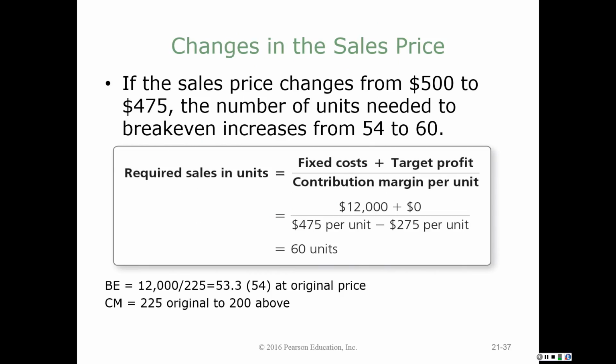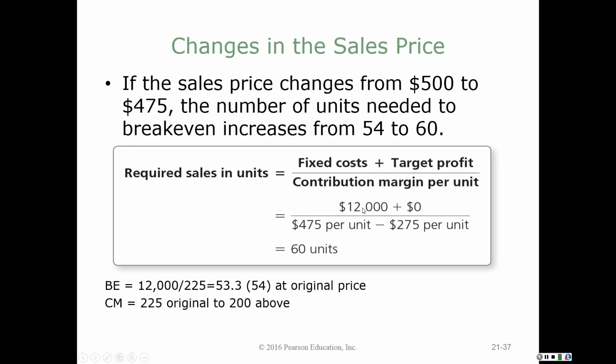Well, what if competition in the industry is fierce and I need to reduce my sales price from 500 to 475 per unit? What would that do to my break even? How many units would I need to sell to break even if I drop my sales price from 500 to 475? Here's my what if scenario. Well, the fixed cost will not change as a result of changing our sales price. Our target profit at this point is just break even. What do I need to do to break even if I drop my sales price?